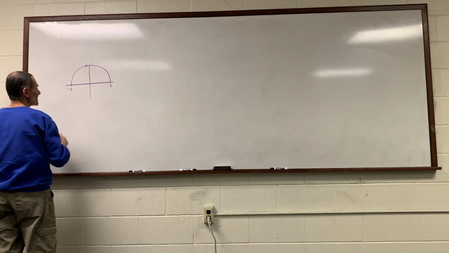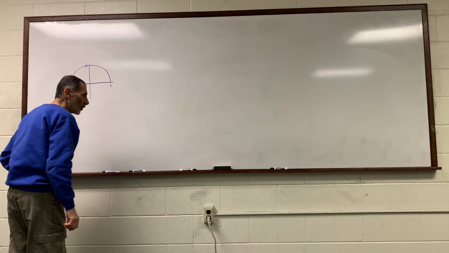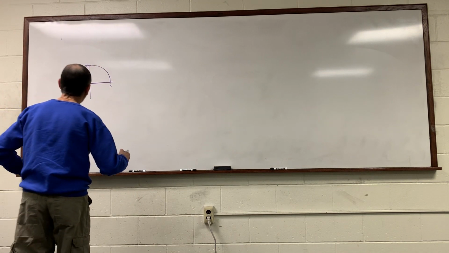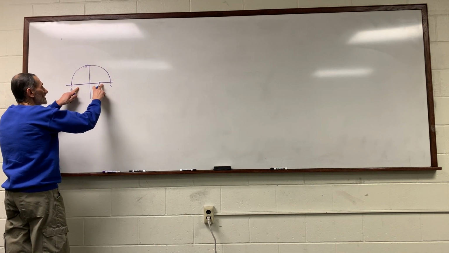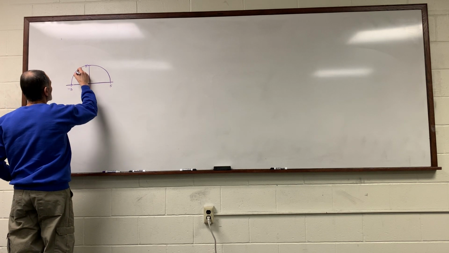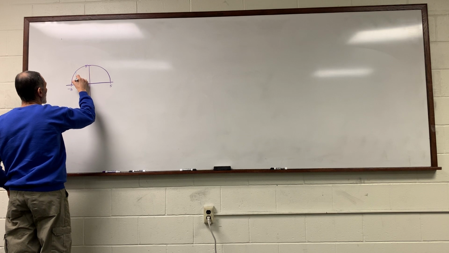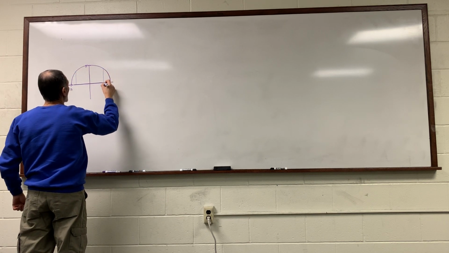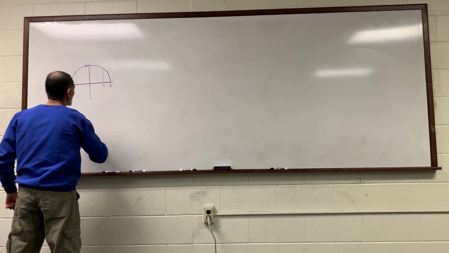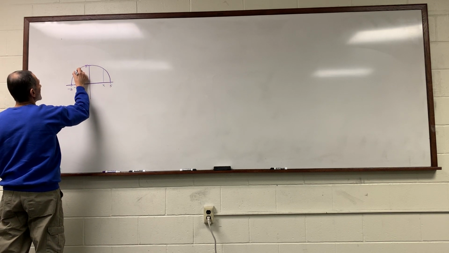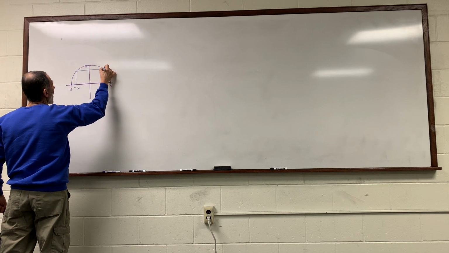In that semicircle, we are going to inscribe a rectangle. Its base will be on the x-axis. Its vertices, its bottom vertices, will be at x and negative x. Top vertices on the circle.